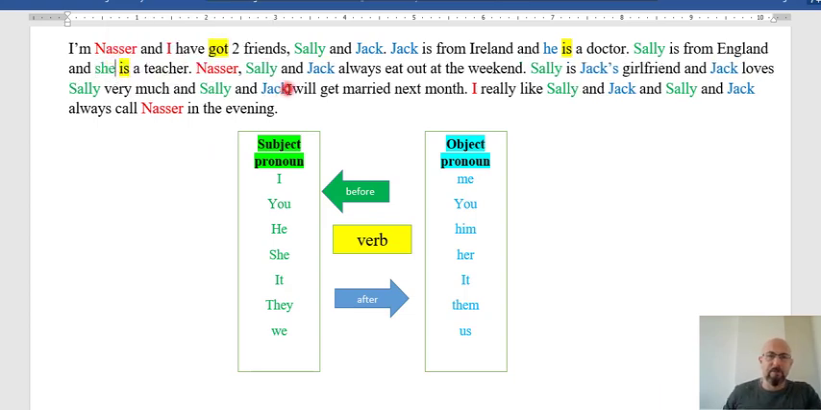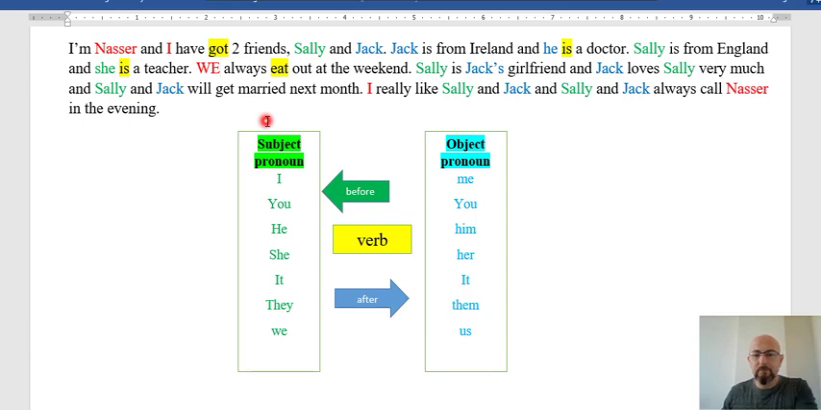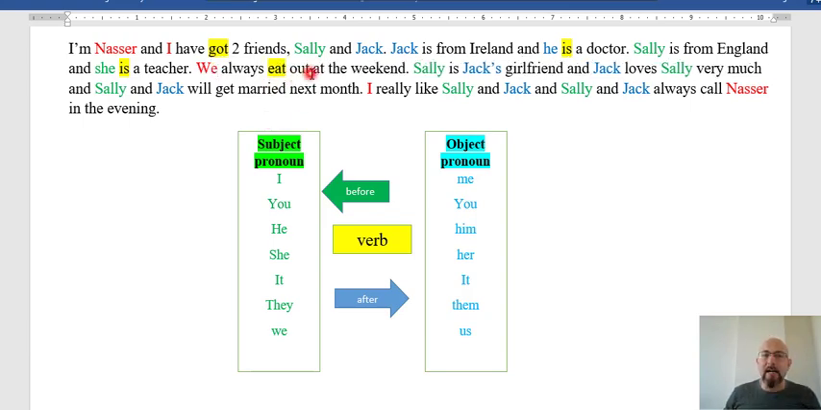She is a teacher. Nasser, Sally and Jack always eat. This is the verb, and before the verb we have Nasser, Sally and Jack. I talk about Nasser, I am Nasser, Sally and Jack. So here we delete all and we write we or us. Before the verb eat, so we write we. We always eat out at the weekend.